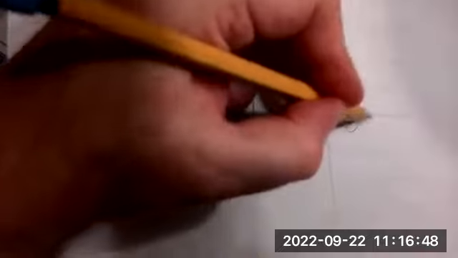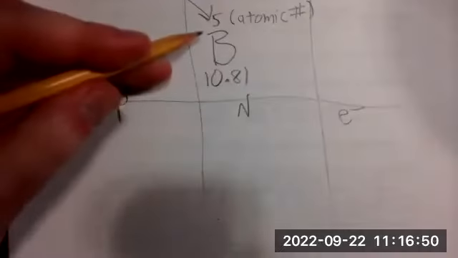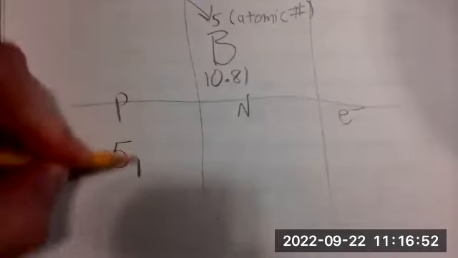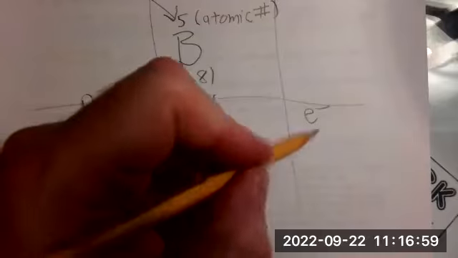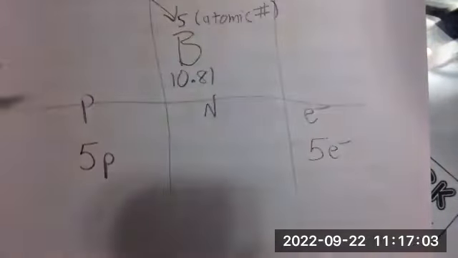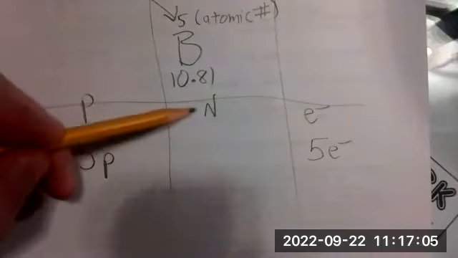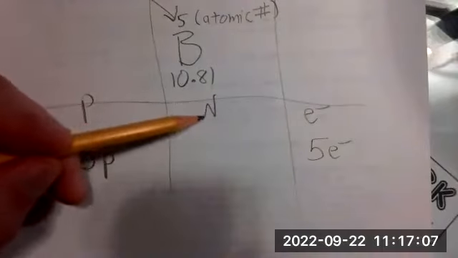Well, first, let's make ourselves a little chart here. We've got our number of protons, number of neutrons, and number of electrons. The number of protons for boron is 5. 5p, 5 protons. Then, if we know the number of protons, we know the number of electrons. In a neutral atom, there should be 5 electrons. All that's left is to find the number of neutrons.